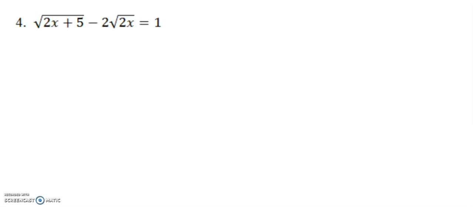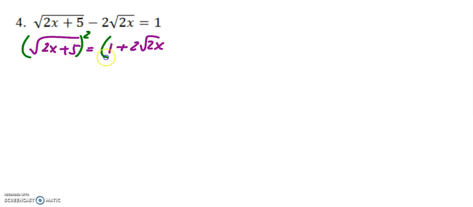All right, you notice that there are two radicals. Just like the last three examples, let's try to isolate one of the radicals. I don't know about you, but because this radical is positive and this one's negative, I'm thinking about adding this to the other side. So let's change this to the radical 2x plus 5 equaling 1 plus 2 root 2x. If I want to get rid of this radical, just like the last couple, let's square both sides.